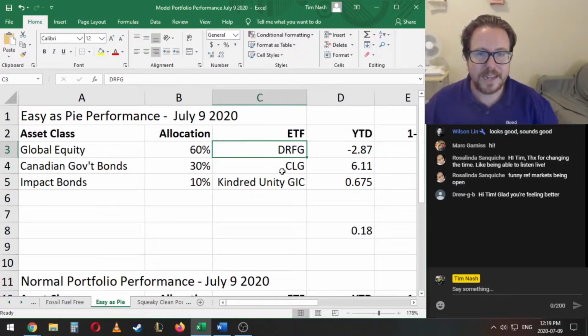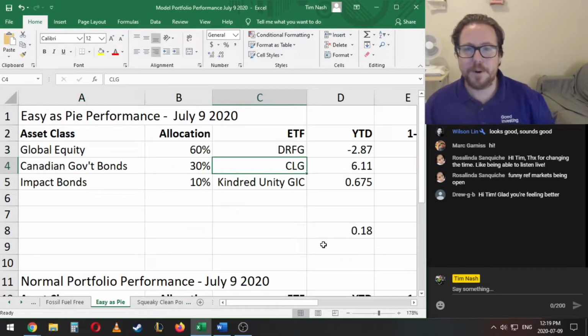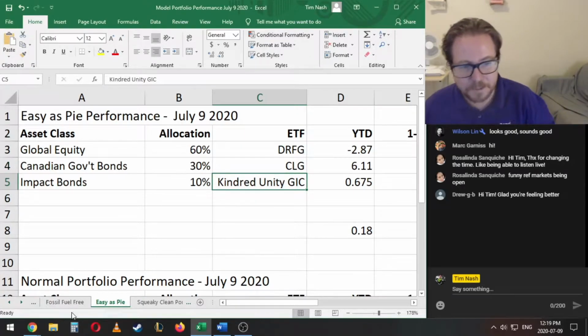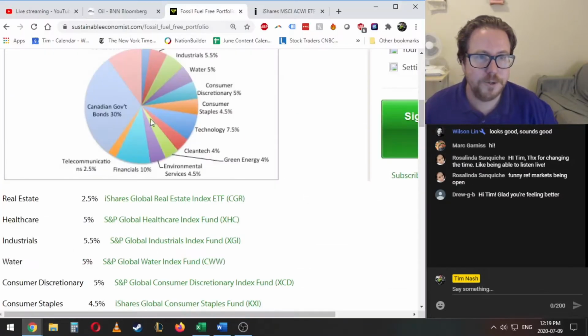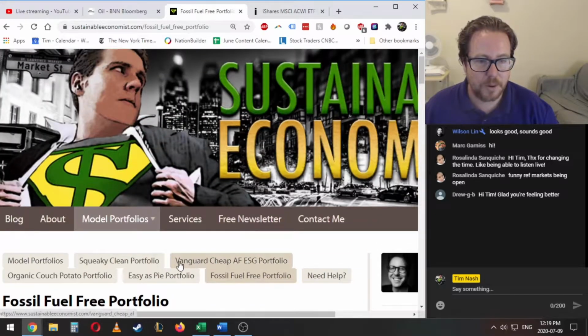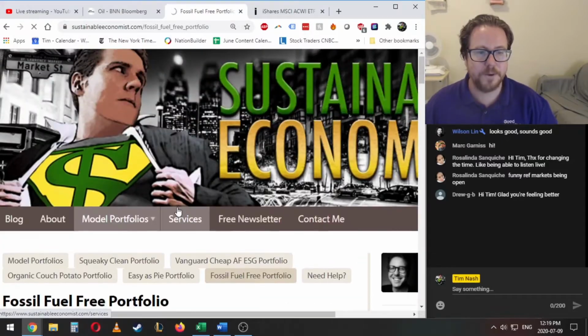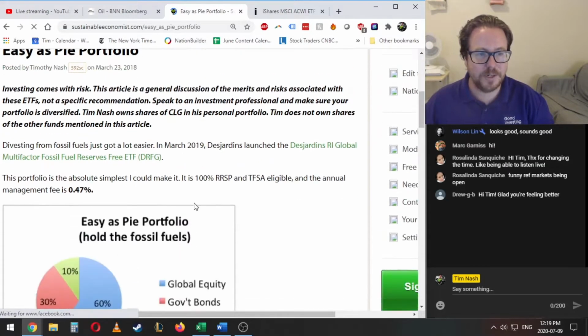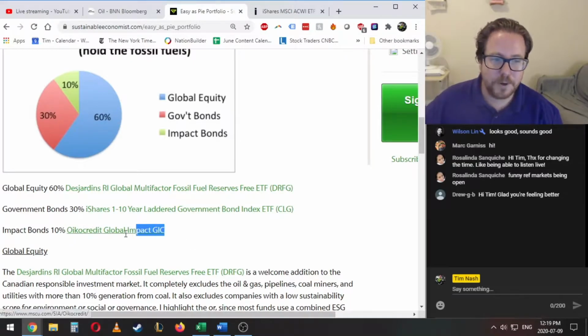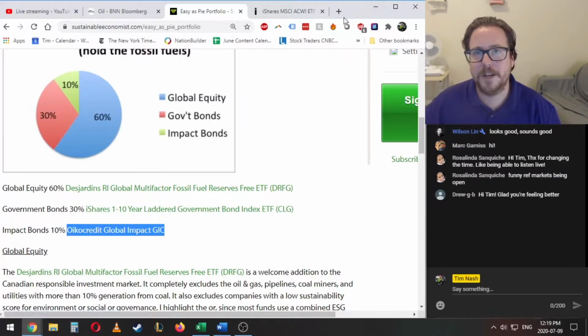You can see here, Desjardins as well, for Canadian government bonds, I went with a slightly different one. This is part of the model portfolio, so I wanted to keep it true there. CLG, which is the 1 to 10 year laddered government bond index ETF. And then for impact bonds, the one that I had before is no longer available. So originally in my Easiest Pie portfolio, I had this Kindred Global Impact GIC. Now, unfortunately, this is no longer available.